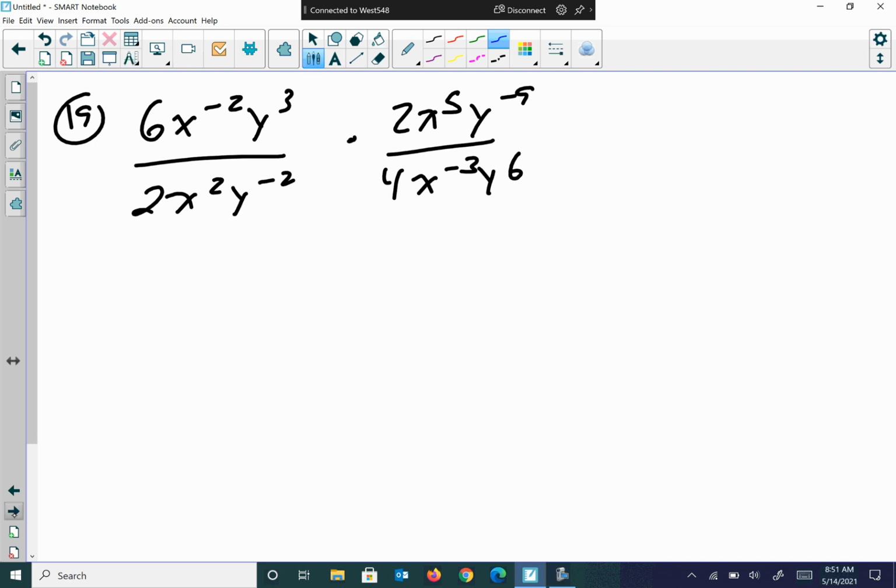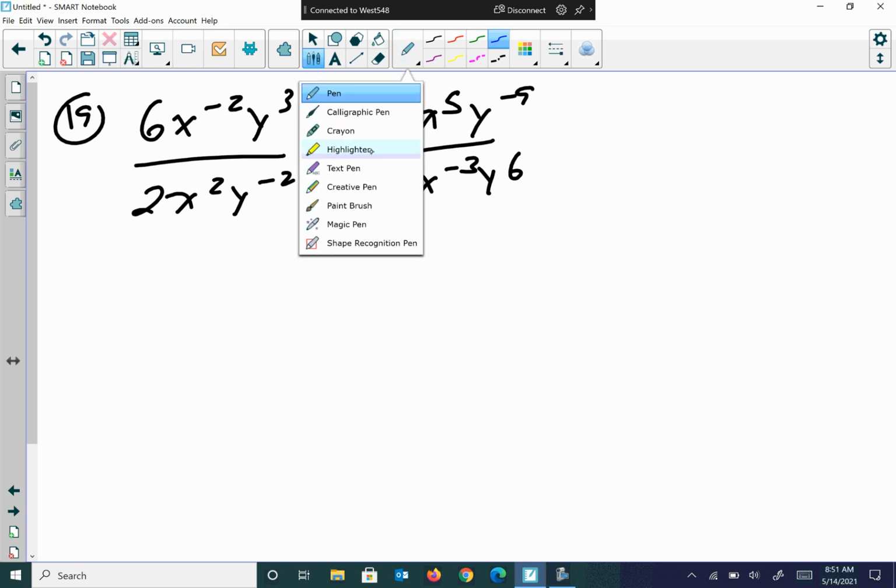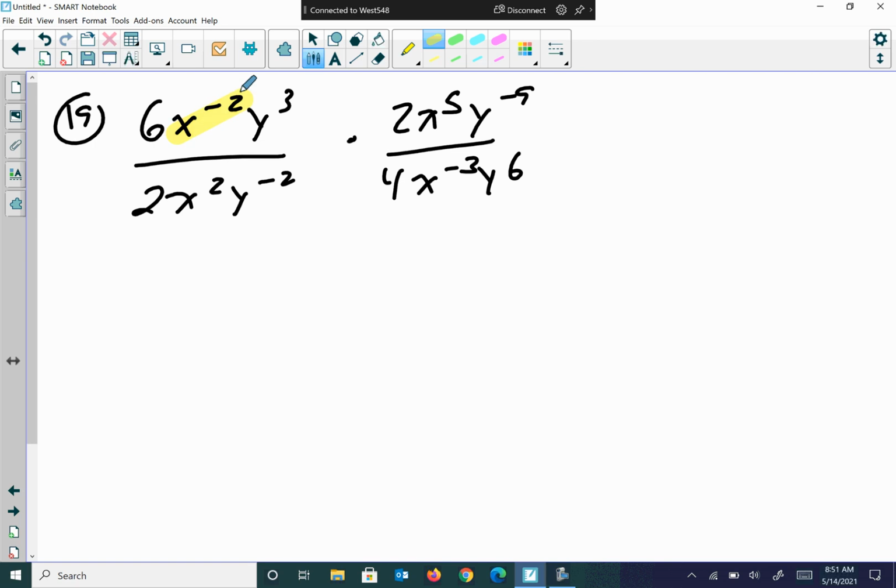Number 19. Let's take care of all the negative exponents before we do anything else. So this is going to switch, this is going to switch, this will switch, and this will switch.